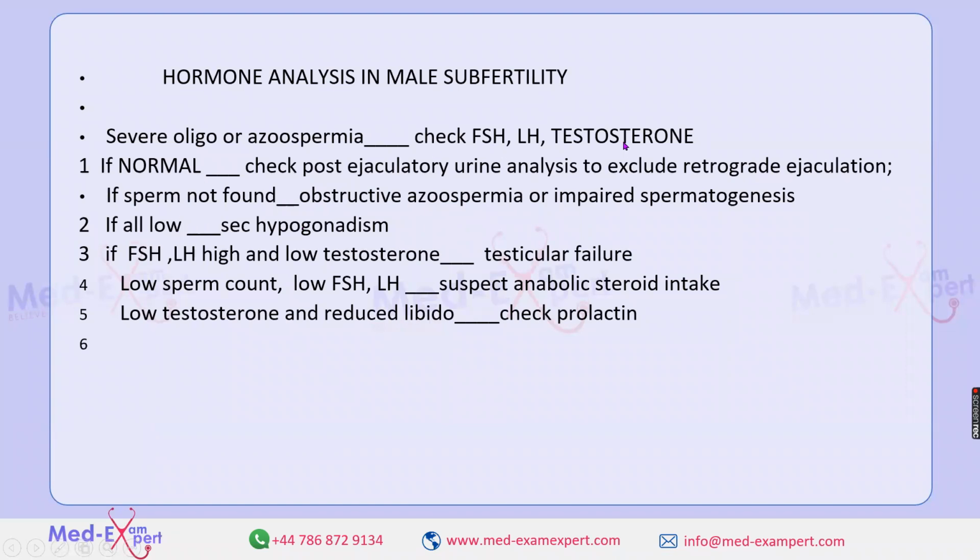If the FSH and LH are low, maybe it is hypogonadism. If FSH and LH are high with low testosterone, it means there is testicular failure. The anterior pituitary is giving signals, but the testes fail to produce testosterone. If low sperm count with low FSH and LH, maybe steroid intake. If low testosterone with reduced libido, it will be prolactin. Most of the cases we have are related to this condition.